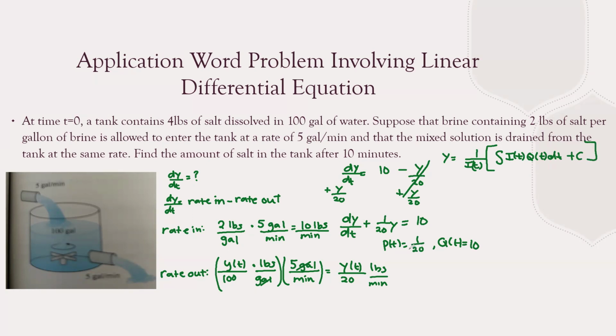Then we have to take our integrating factor, so let me find that first. I(t) is e raised to the integral of p(t) dt. Our p(t) is 1 over 20, so it's the integral of 1 over 20 dt, sorry. Here, let me erase this.